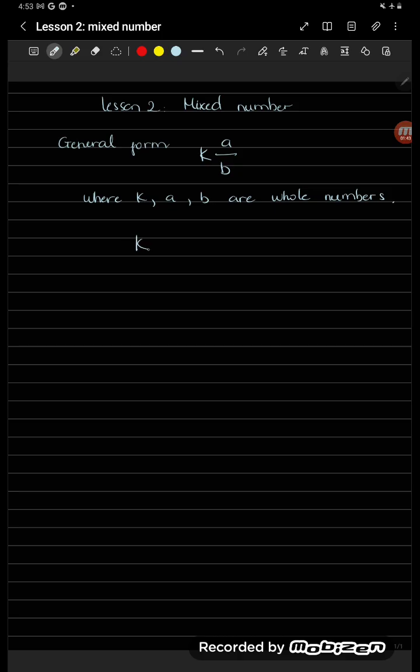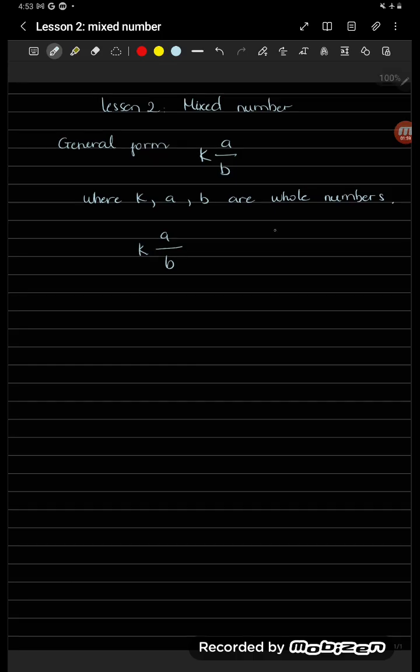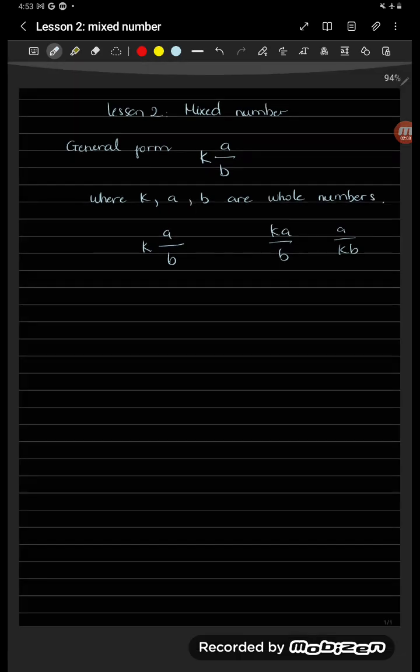So what is k, what is a, and what is b? The letter k, you must write right at the middle of the line. Otherwise you cannot write like this, or you cannot write like this. In that case they are fractions. You will not recognize it as a mixed number.